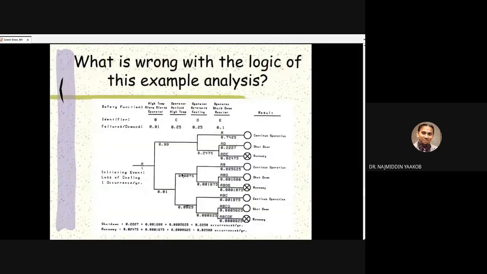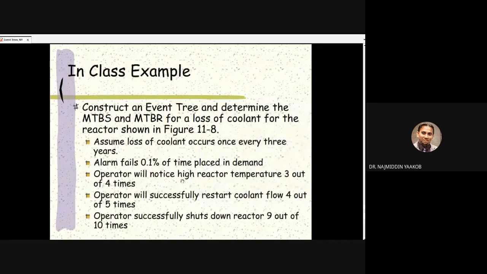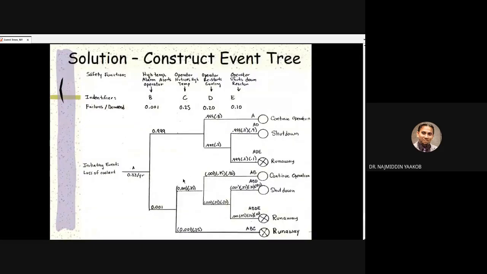So we have an example. Okay, we simplified this. Sorry, another one. Okay, this is another example, an easier one. The same thing, we have a loss of cooling. So the lambda A is 0.33. Okay, and success, you go up.